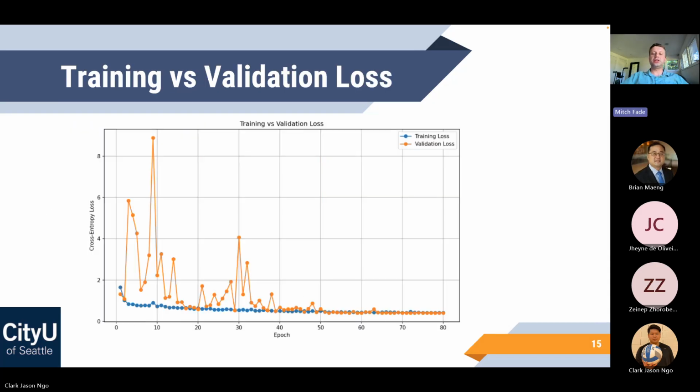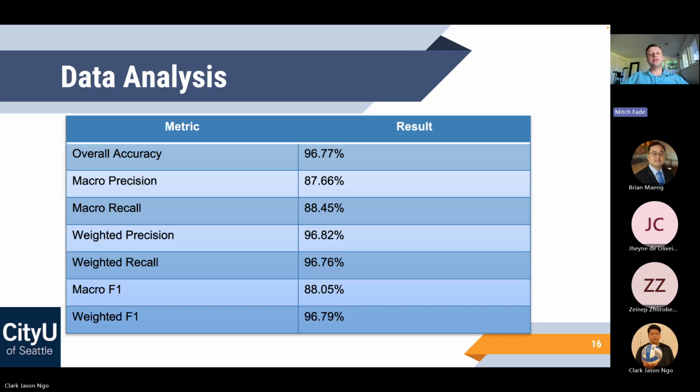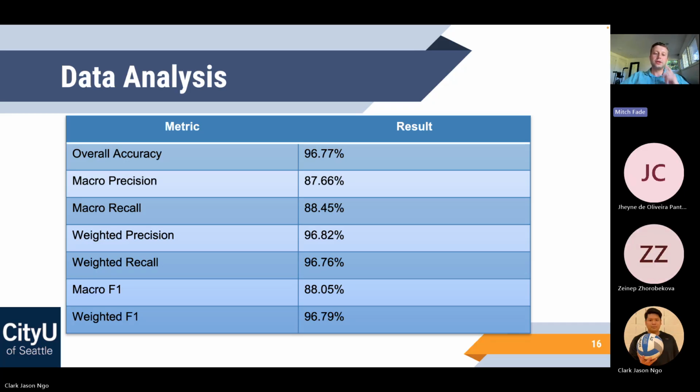For the training and validation loss, the model stabilized after 40 epochs, where the model experienced little variance, and the difference between the training and validation loss was minimal. Next slide. For the overall accuracy, the classifier had high accuracy with 96.77%, and then balanced precision and recall performance.